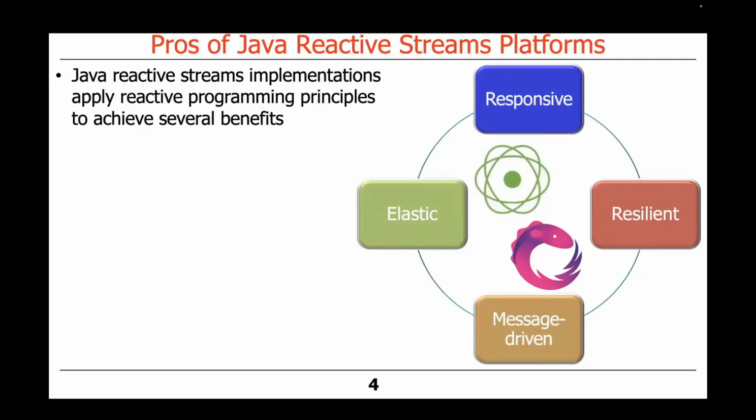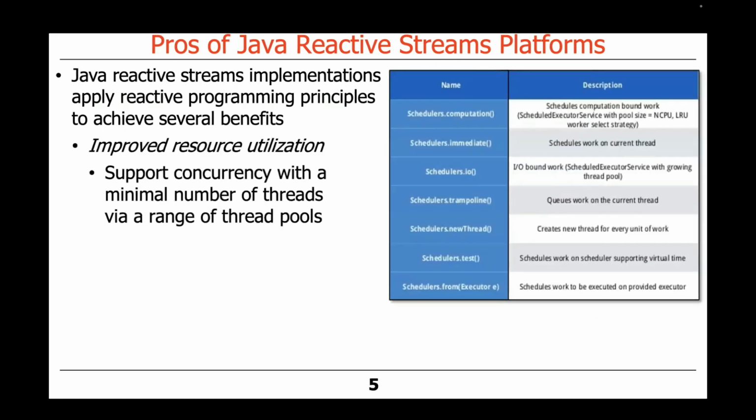As we've discussed, Java Reactive Streams implement these reactive programming principles: responsiveness, resilience, elasticity, and message-driven. The goal of doing this is to achieve a number of benefits. One benefit, which was really one of the initial motivations for this paradigm in the first place, was to have improved resource utilization.